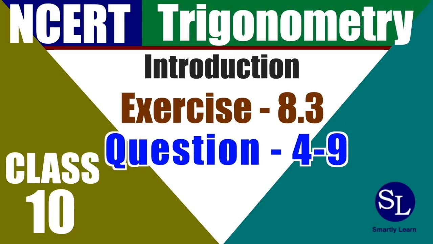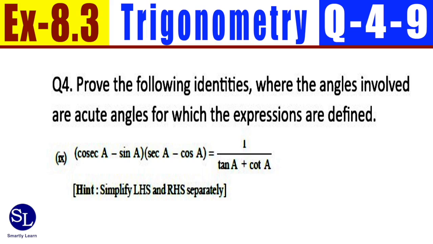In this video, let's see how to solve the ninth subdivision of question 4 from exercise 8.3. Prove the identity (cosecant A minus sin A) into (secant A minus cos A) is 1 by (tan A plus cot A), and they have given us a hint: simplify LHS and RHS separately. So let's make a note of the identity and let's also do the same process given by them.